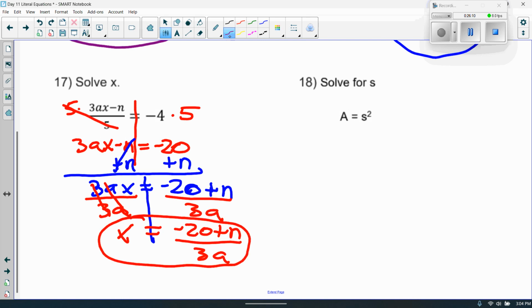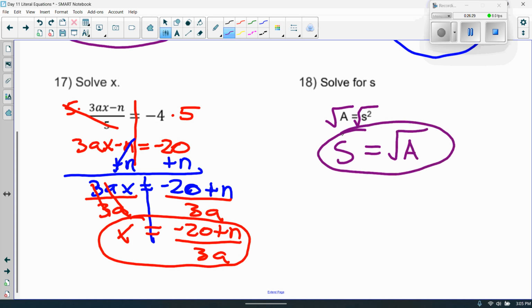Next one. Not a very hard question if you just know what the opposite of squaring is. The opposite of squaring is square rooting, so you want to square root both sides. And s equals the square root of a. And there it is. Okay, we got two left. We can do it.